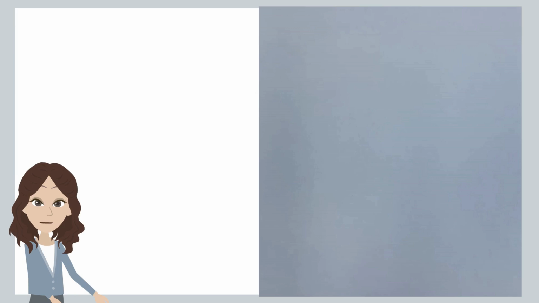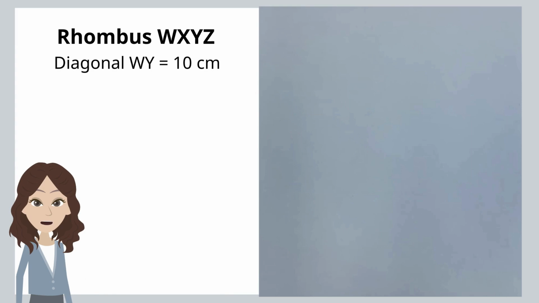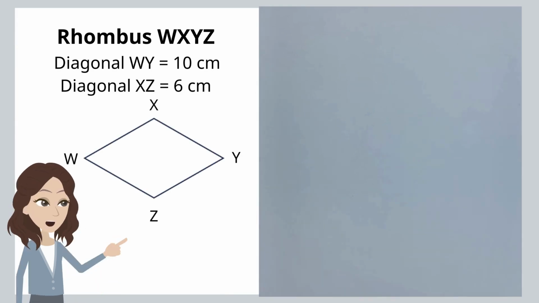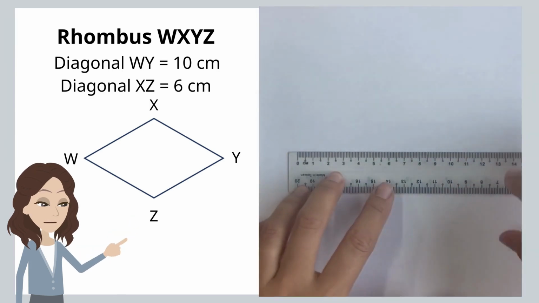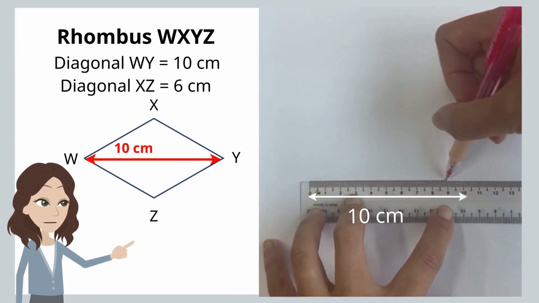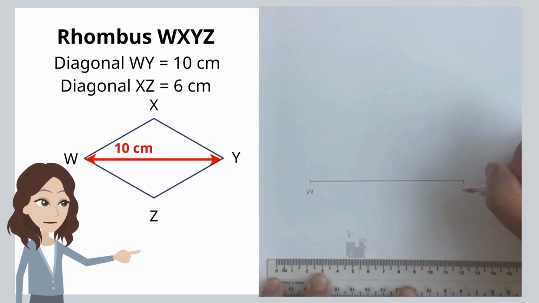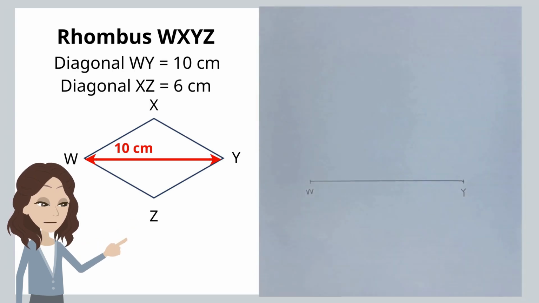Lastly, let's construct rhombus WXYZ such that its diagonal WY is 10 centimeters, and its other diagonal XZ is 6 centimeters. Step 1. Use a ruler to draw the first diagonal, WY, which is 10 centimeters. Label the points W and Y.